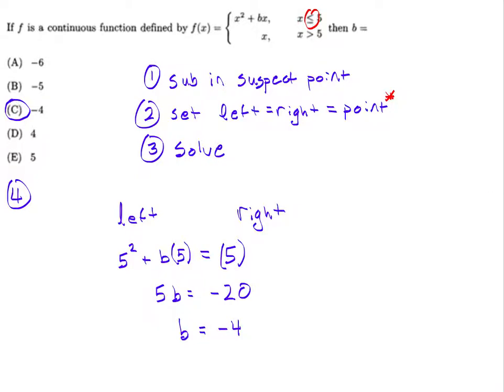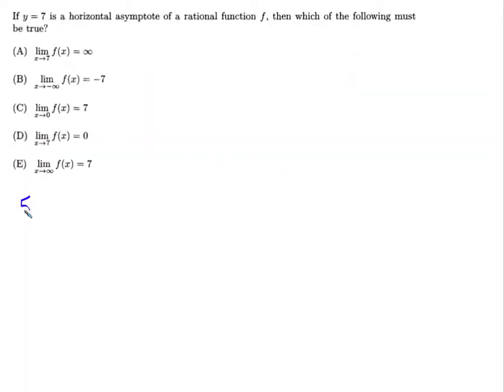Moving on to problem number 5. Label this problem number 5. So we know where the horizontal asymptote is. It's y equals 7. So which of these must be true? And I always underline true because sometimes it's false, so I'm just making sure. That means 4 of these are going to be false, 1 of them is going to be true.